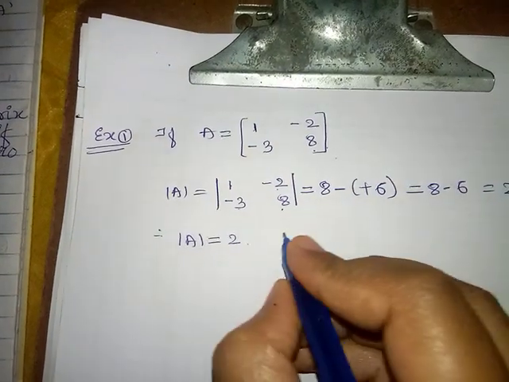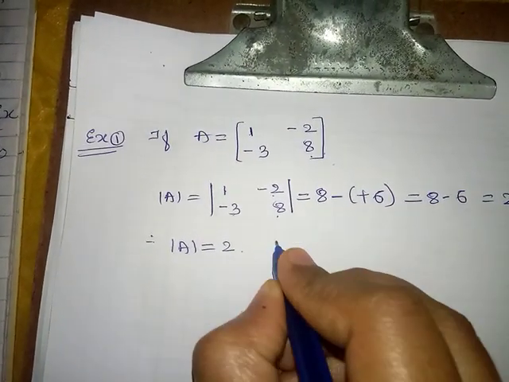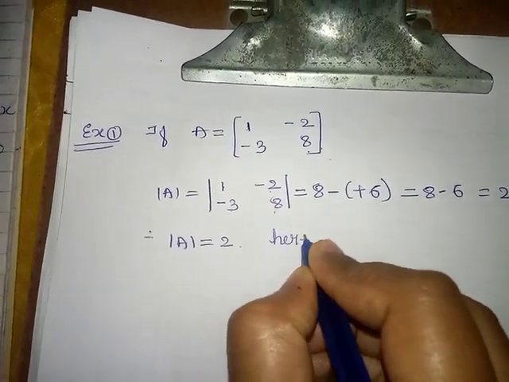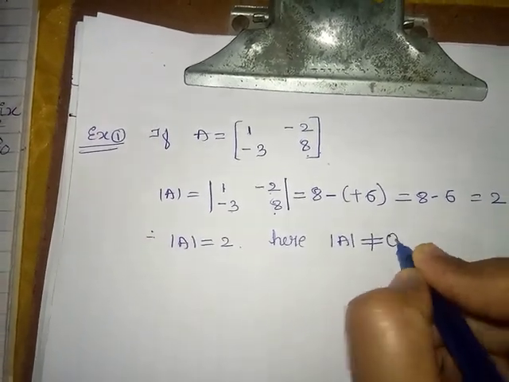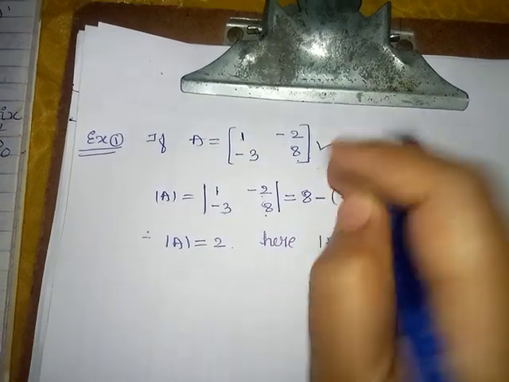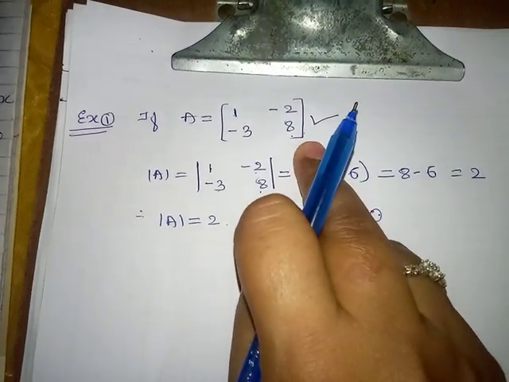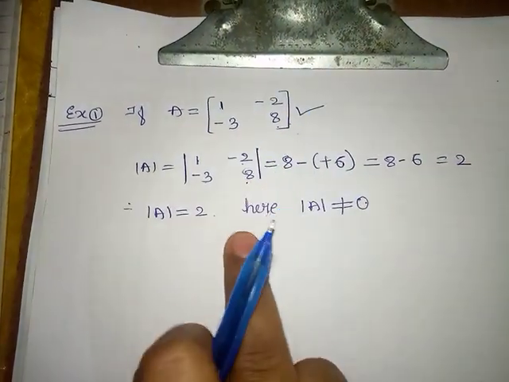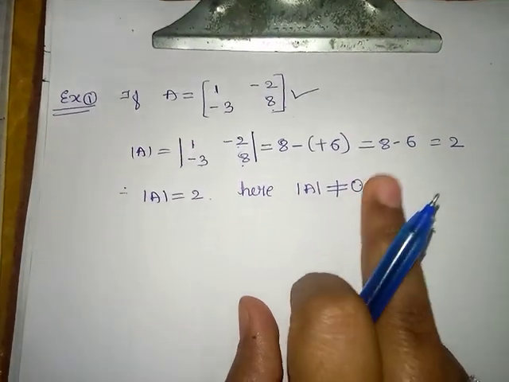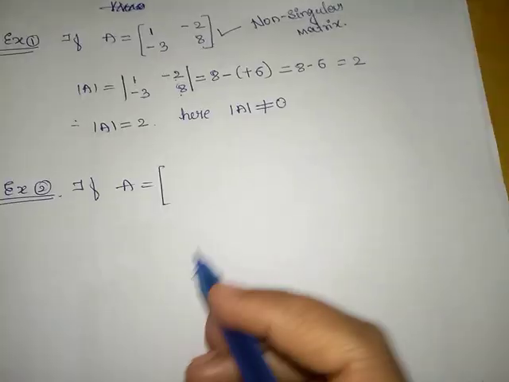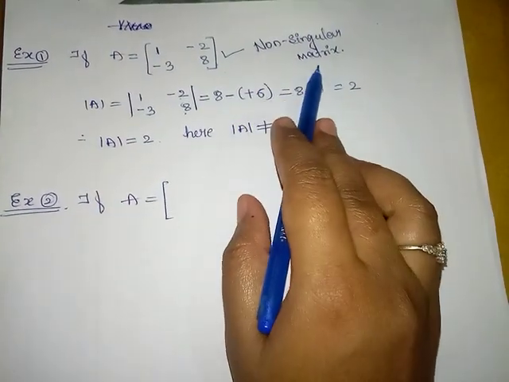See here, the determinant of A is not equal to 0, which means this matrix is what? Non-singular matrix, because the value of the determinant is not equal to 0. This is a non-singular matrix.